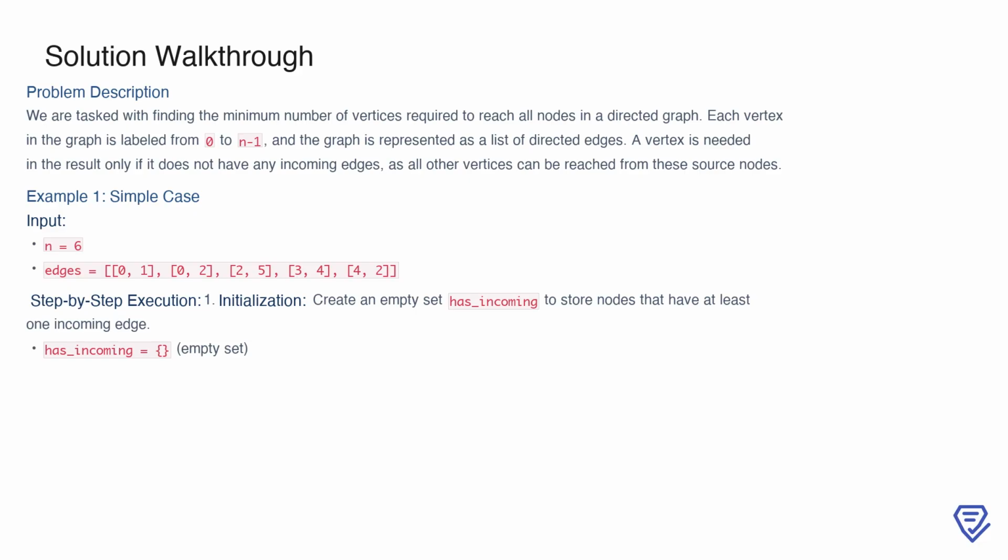To illustrate this, consider a simple example where n equals 6 and the edges are provided as [0,1], [0,2], [2,5], [3,4], [4,2]. We'll start by initializing an empty set called has_incoming to keep track of all nodes with at least one incoming edge. Initially, this set is empty.